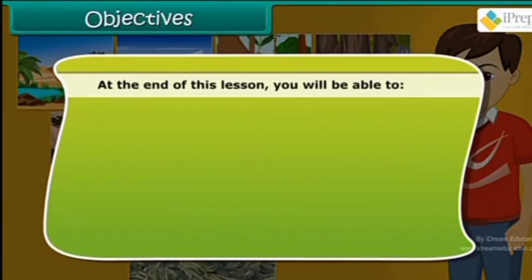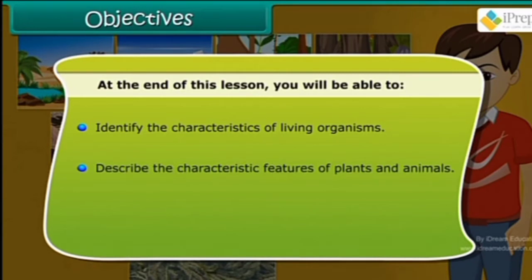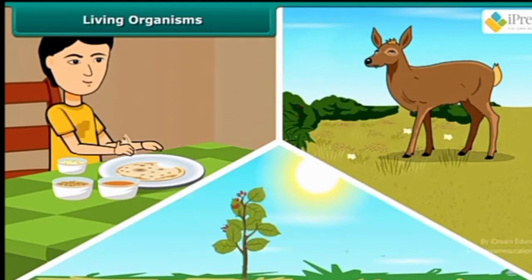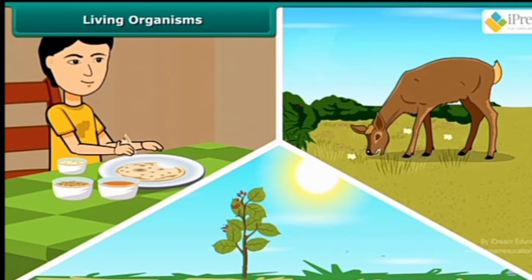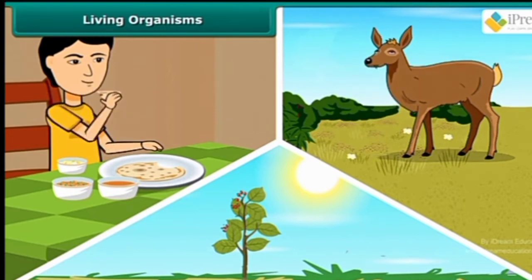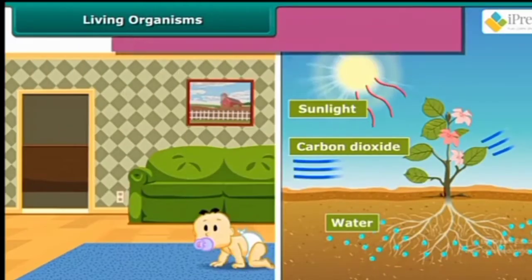At the end of this lesson, you'll be able to identify the characteristics of living organisms and describe the characteristic features of plants and animals. Living organisms, human beings, animals, and plants require food to survive in their surroundings. They show great divergence in their physical appearance, but they all grow and develop during their life cycle.